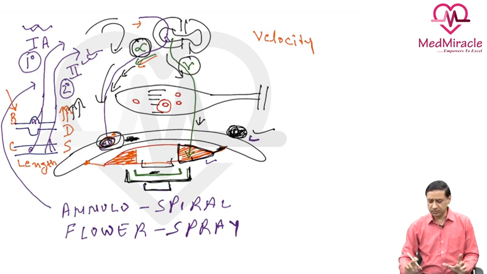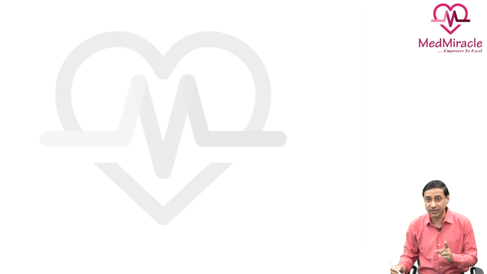So this stretch reflex, this is one function of the spinal cord. Feedback control of muscle length. This is one function. There is another function. What is that? Another function that is mediated through Golgi tendon organ. Just see, another sensor.